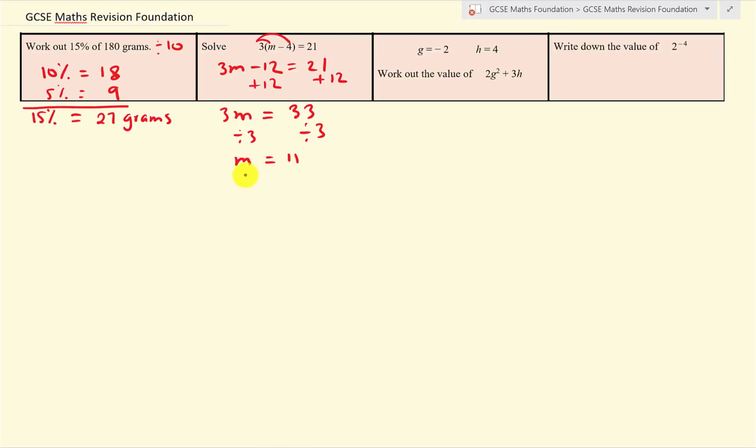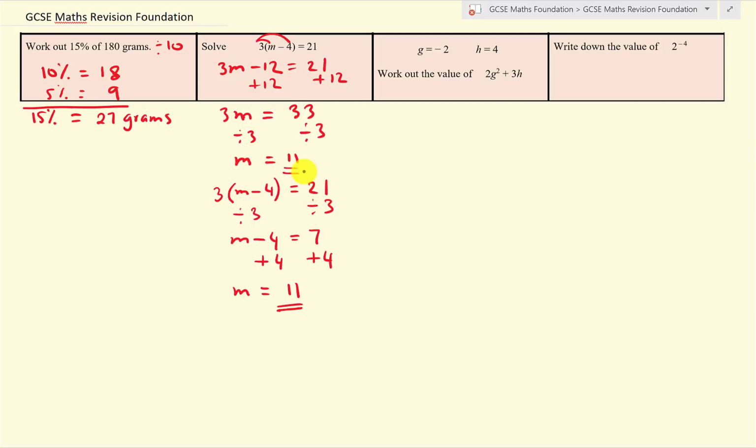And let's do it by dividing by 3 first, without expanding the brackets. So we have 3 brackets m minus 4. Just write out the question again. Let's divide by 3 both sides. We can divide by 3 because it's 3 times m minus 4. So that gives us 3 divided by 3 is 1. So it leaves us with m minus 4 equals 21 divided by 3 is 7. Now add 4 on both sides, because we need to get rid of minus 4. Do the opposite. That gives us m is equal to 7 add 4 is 11, and it gives us the same answer. So you can use whichever method you prefer.